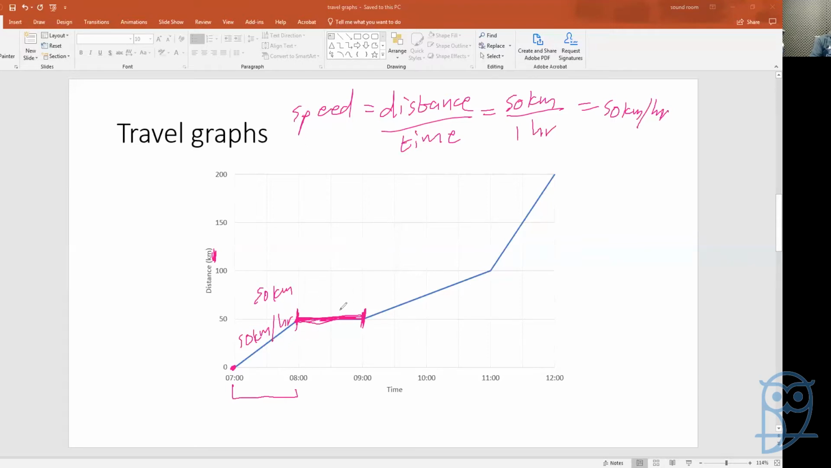What is the average speed here for the second hour? Well, the average speed would be how far they've gone, which is 0, over the amount of time, which is 1 hour, and 0 over 1 is 0 kilometers per hour.